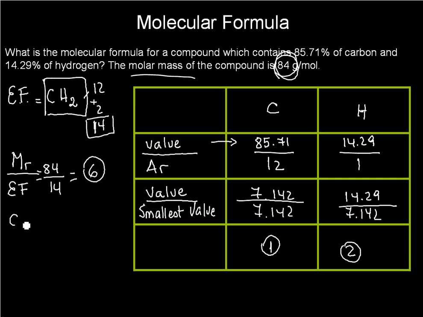So CH2 multiplied by 6 is C6H12. If I add them up, they should give me 84 grams per mole. Did you understand? So they have to give you the molar mass, or they're going to say, okay, the compound, instead of having only one carbon, is going to have 6 carbons. So you cannot put 6 here and leave the 2 here. You need to multiply everything by 6. Do you understand? Yes? Good.